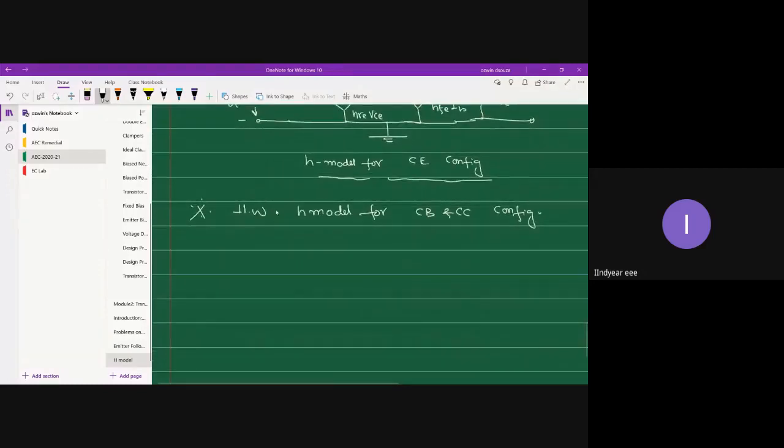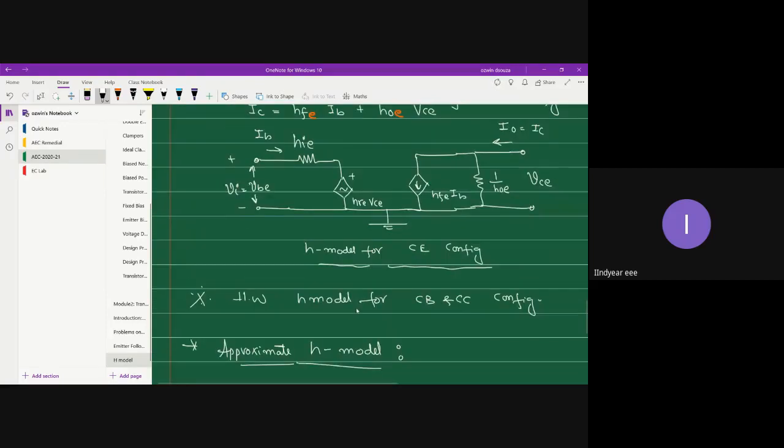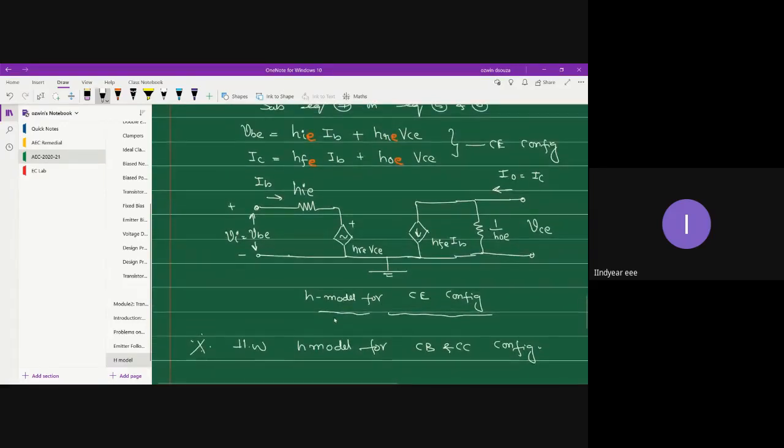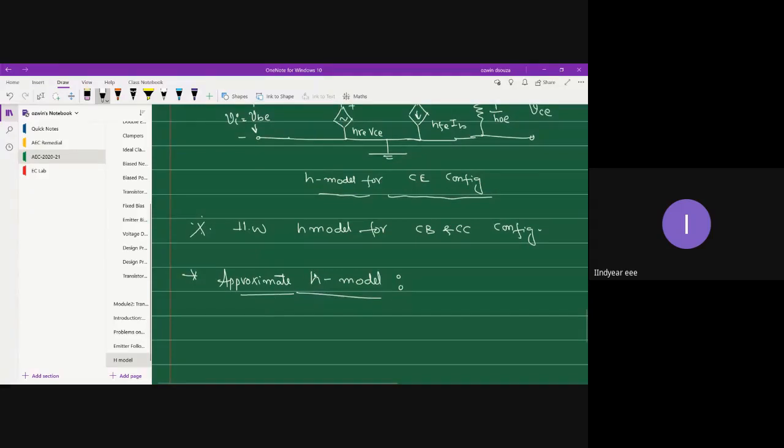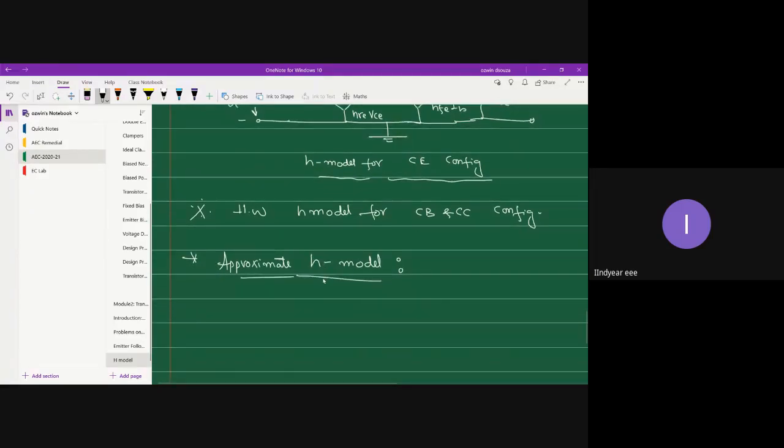Now, let me take the second topic, approximate H model. What happens is that this exact H model is simple to derive, but difficult to analyze. Difficult to analyze in the sense it takes a lot of time to solve for the input impedance, output impedance, voltage gain, current gain, etc. That's the reason we go for the approximation. The approximation is on the basis of physical observation.